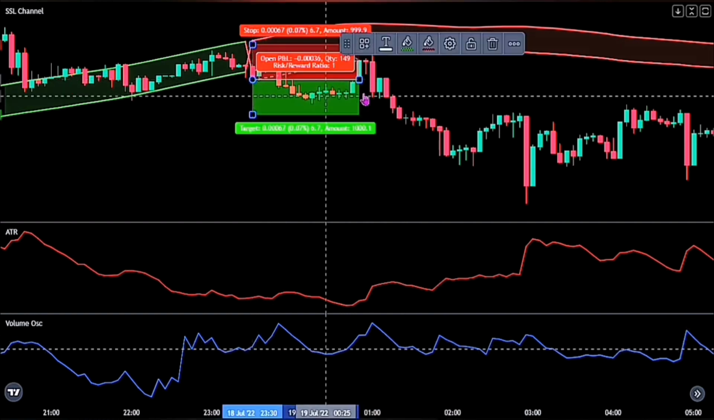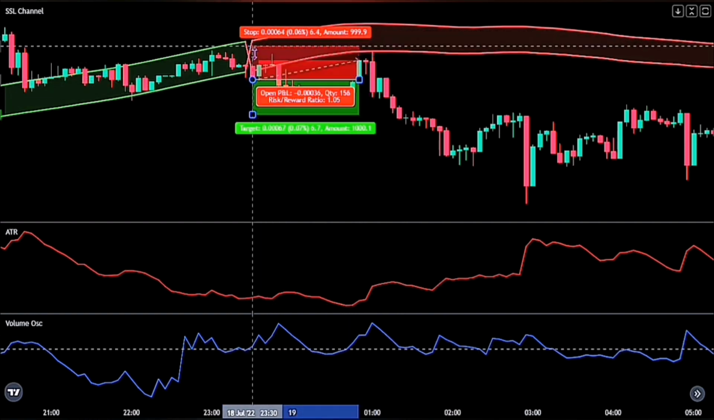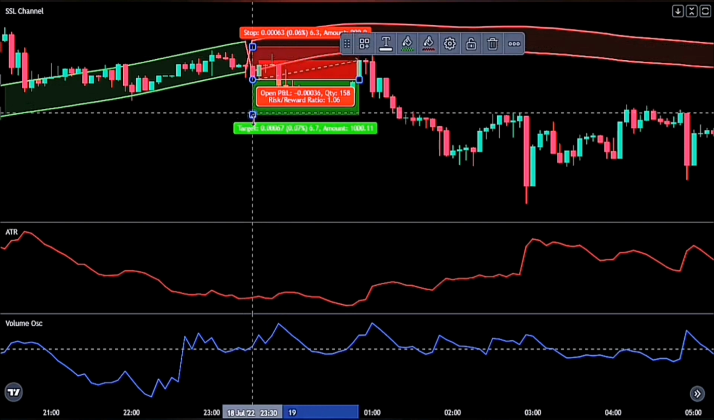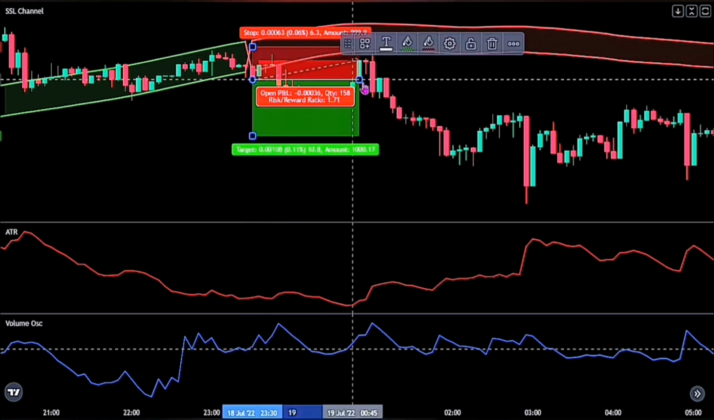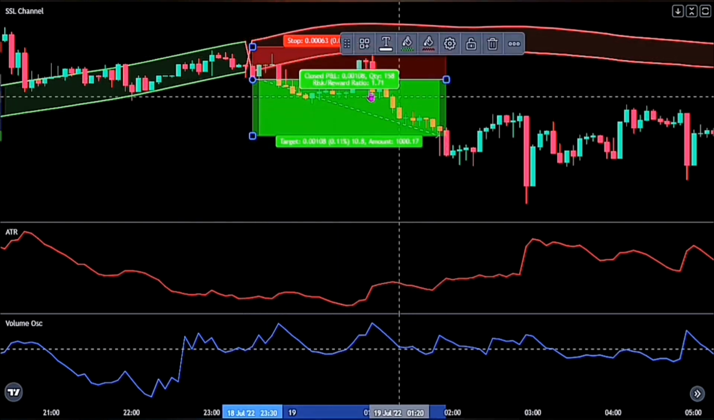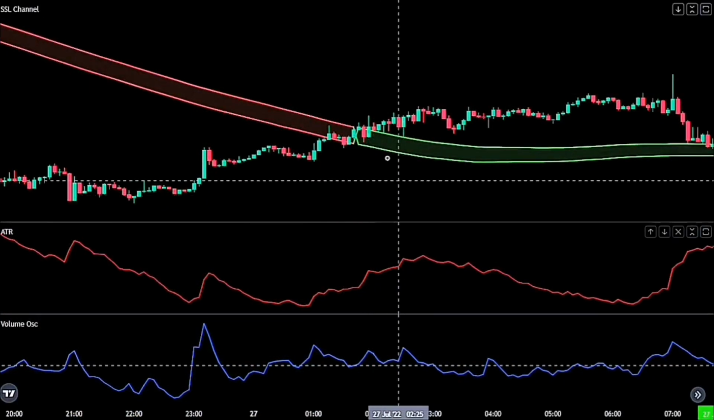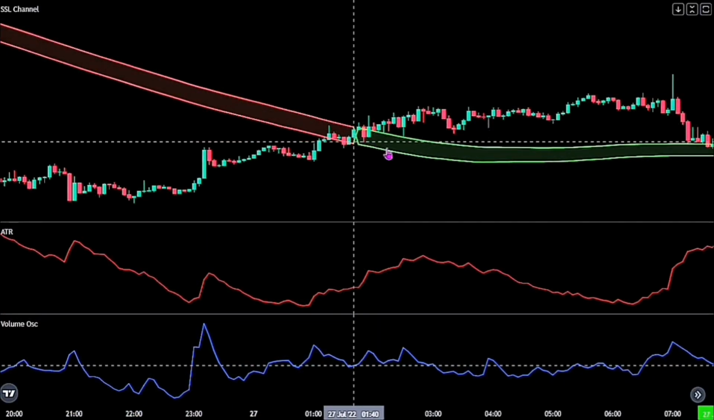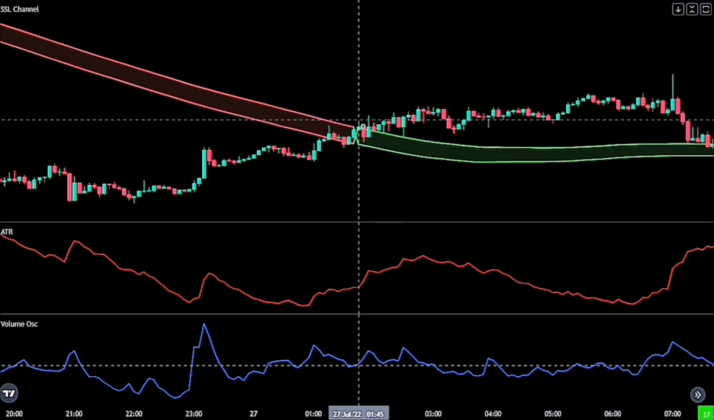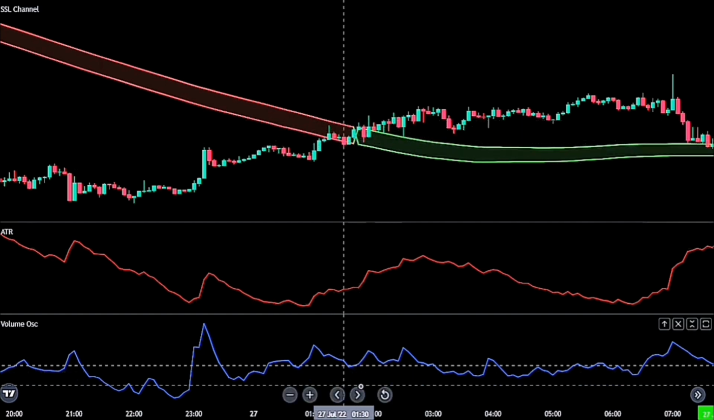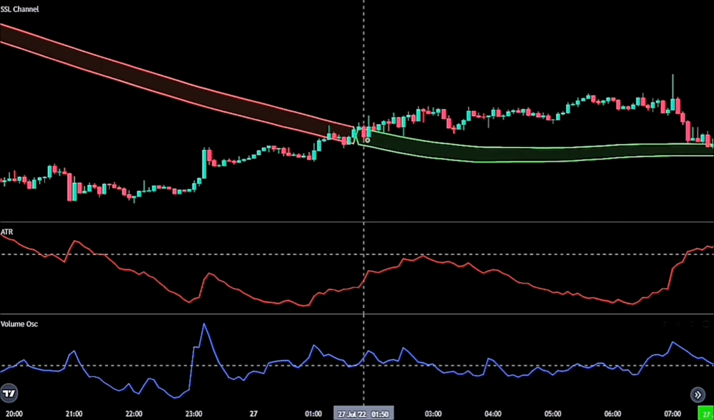So let's go ahead and do some live examples before we move to our back testing. Okay, we see that right here, we had our breakout as price closed below the SSL channel, and we can see there is still enough volume in our indicator. So we would go ahead and open a trade, then set our stop loss at 2 times the ATR value, as we set our take profit at 1.8 times the risk. We can see this was a smooth trade.